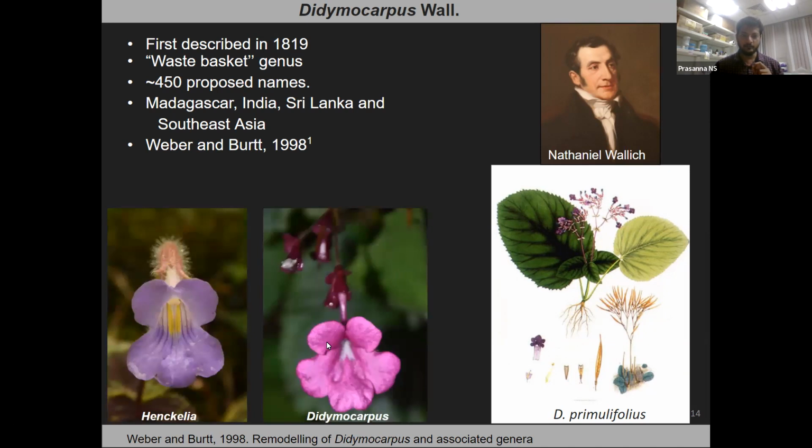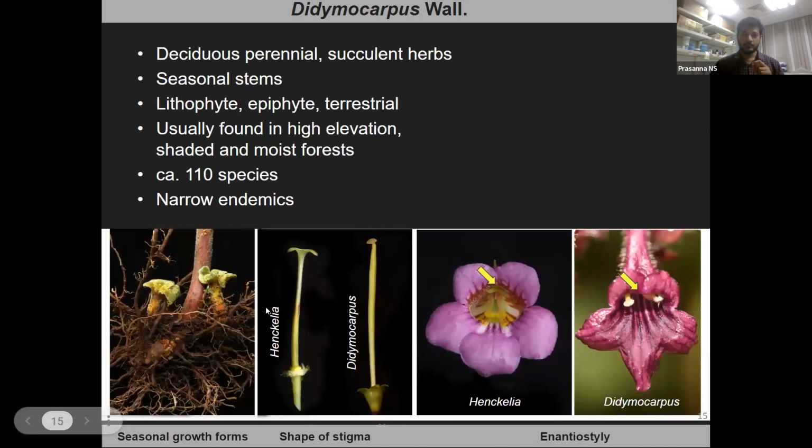They separated most of the species from Didymocarpus and moved them into a new resurrected genus called Henkelia. And some of the African ones were transferred to Streptocarpus. So currently it has around 110 species. Most of them are distributed in China, India, and Thailand. Most of them are lithophytes. There are some epiphytes and terrestrial plants.